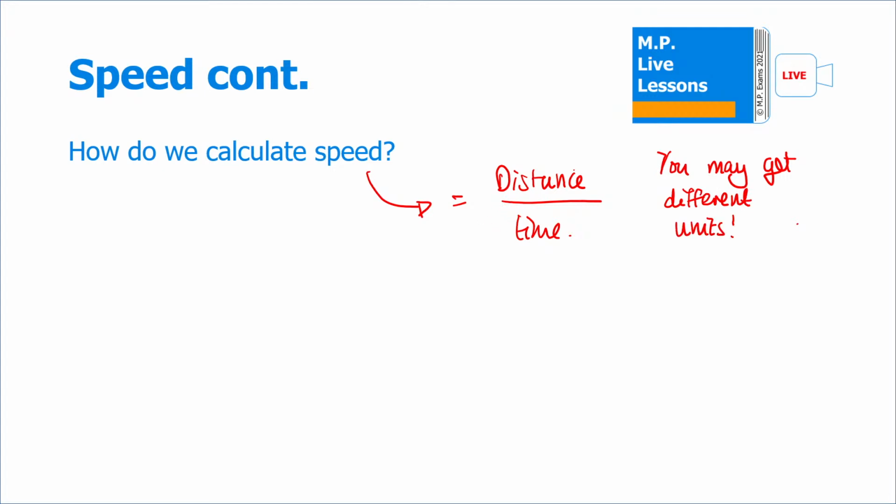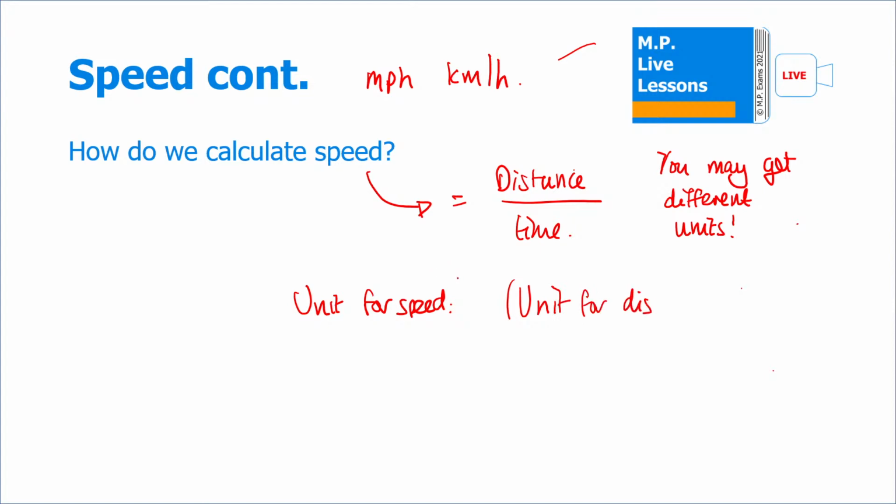For example, you might measure speed sometimes in, let's say, miles per hour or kilometers per hour. This is because we measure distance and time in different ways. So your unit for speed is first your unit for distance, which can be things like meters, miles, kilometers, and so on. And we divide this or have a stroke like this, divided by your unit for time.